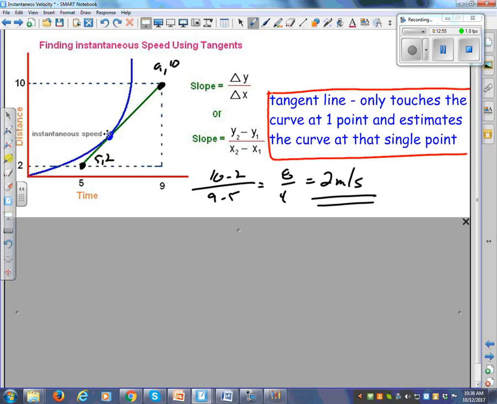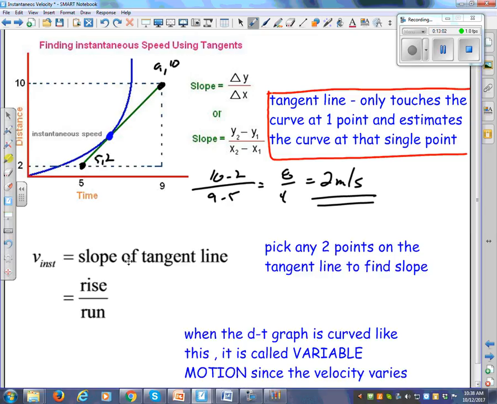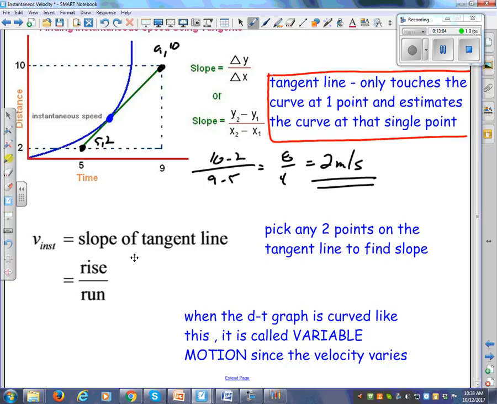How did I do it? I drew my tangent line, and I found the slope. That's all. The hard part for kids is drawing the tangent line. Here it is right here: the instantaneous velocity is the slope of the tangent line, and you pick any 2 points on the tangent line. Any 2 points.